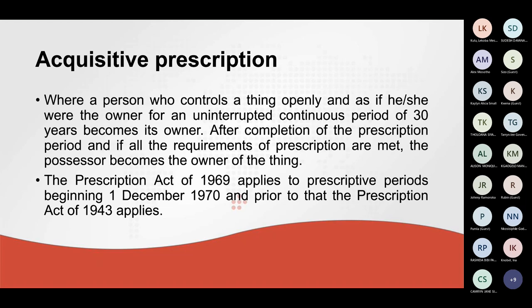Now, it's important to note that the Prescription Act of 1969 applies to prescriptive periods beginning 1 December 1970, and prior to that, the Prescription Act of 1943 applies. This is important if you receive a case study, to distinguish which Act is applicable. Is it the Prescription Act of 1969 or the Prescription Act of 1943? So if you receive a case study, please take note of the date of when prescription starts to run.